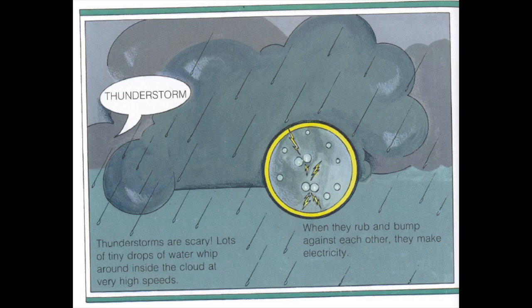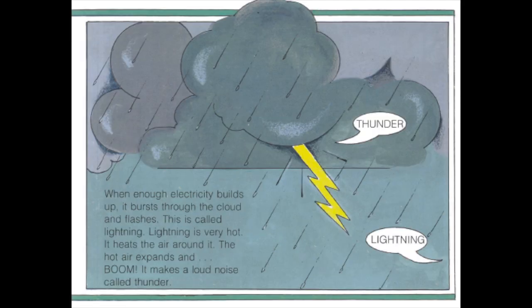Thunderstorm. Thunderstorms are scary. Lots of tiny drops of water whip around inside the cloud at very high speeds. When they rub and bump against each other, they make electricity. When enough electricity builds up, it bursts through the cloud and flashes. This is called lightning. Lightning is very hot. It heats the air around it. The hot air expands and boom! It makes a loud noise called thunder.